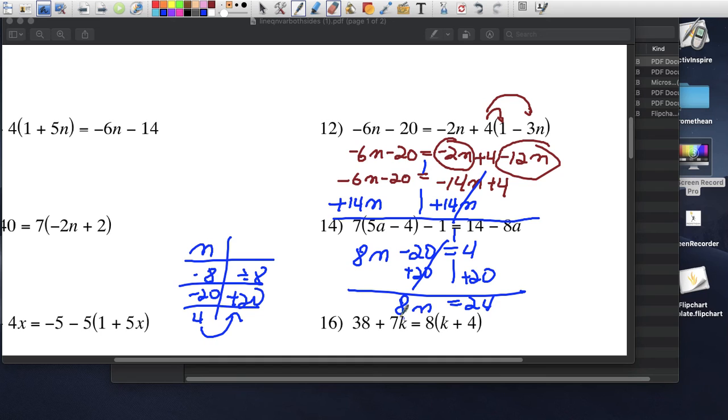So now I divide both sides by 3. Sorry, both sides by 8. What am I talking about? Both sides by 8. And n equals 3. I was one step ahead. Okay.